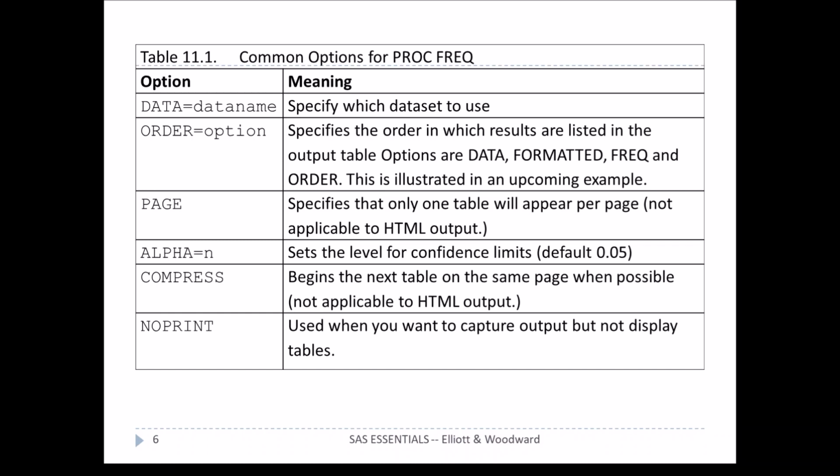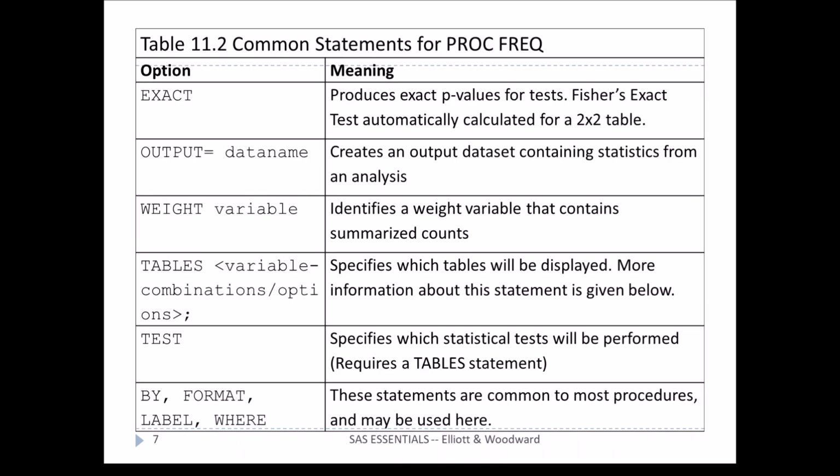For instance, the PAGE option here specifies that only one table appear per page. Now in HTML this doesn't have any effect since everything appears right after one another. ALPHA sets the confidence limits. We've seen that before. COMPRESS begins the next table on the same page when possible. Again, not HTML. And then we've seen NOPRINT before.